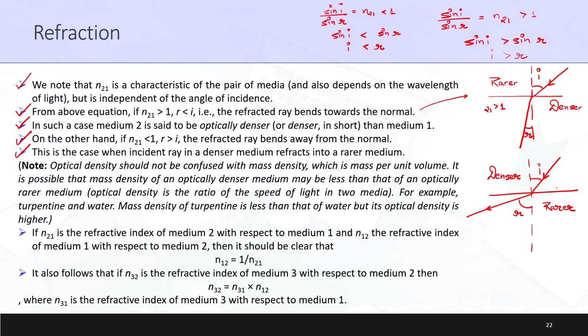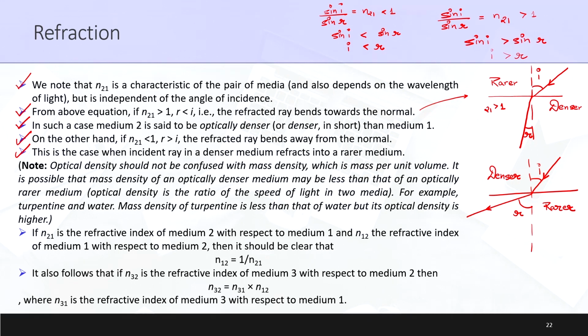Let us go to the note now. What is optical density? Optical density should not be confused with the mass density, which is mass per unit volume. It is possible that the mass density of an optically denser medium may be less than that of an optically rarer medium. Optical density is the ratio of the speed of light in two media. For example, turpentine and water. The mass density of turpentine is less than that of water, but we cannot conclude that if mass density is less, then the optical density will also be less. The mass density of turpentine is less than that of water, but its optical density is higher.